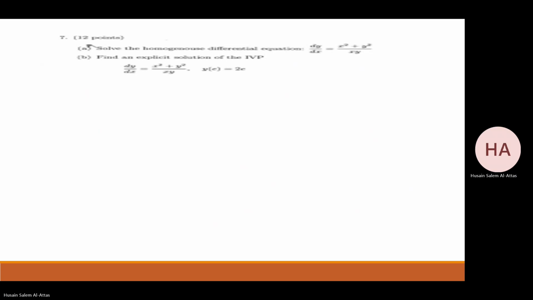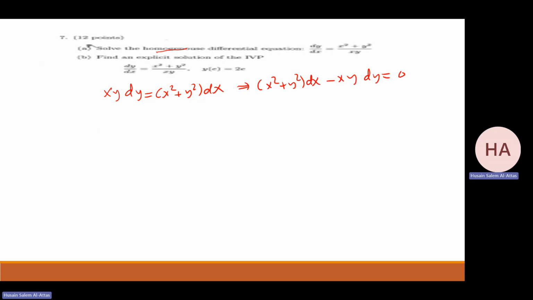Let me continue. Solve this homogeneous. He said it's homogeneous. So I have x y dy equal x squared plus y squared dx, where I can rewrite it, x squared plus y squared dx minus x y dy equals 0.